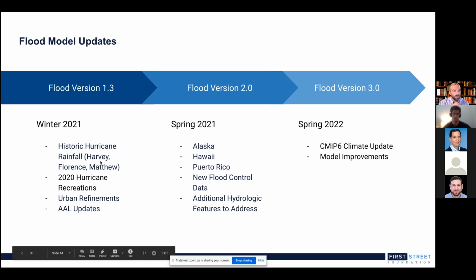But as you see, we'll have the quarterly updates in between the major version updates, version 2 and version 3. And that's really what you can look forward to from us in the coming months and years.